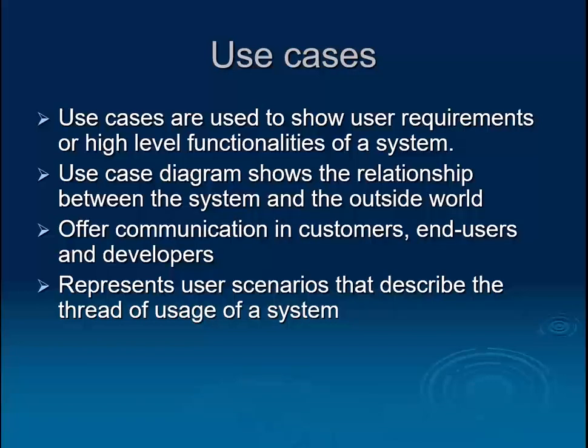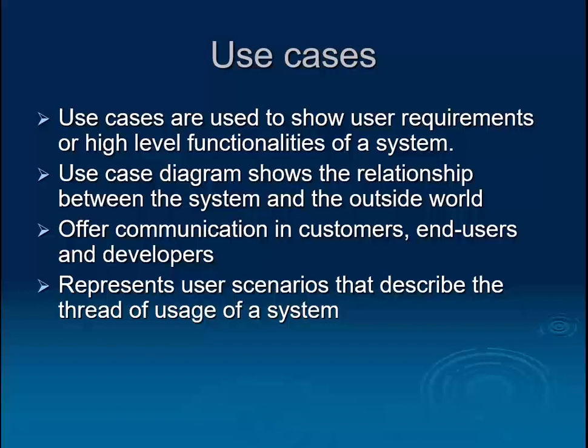Then, in the hierarchy, the second category is the user requirements. So to achieve the business requirements or goals, the system must fulfill the user requirements. And then at the end we have the system requirements. System requirements can be functional requirements and non-functional requirements.